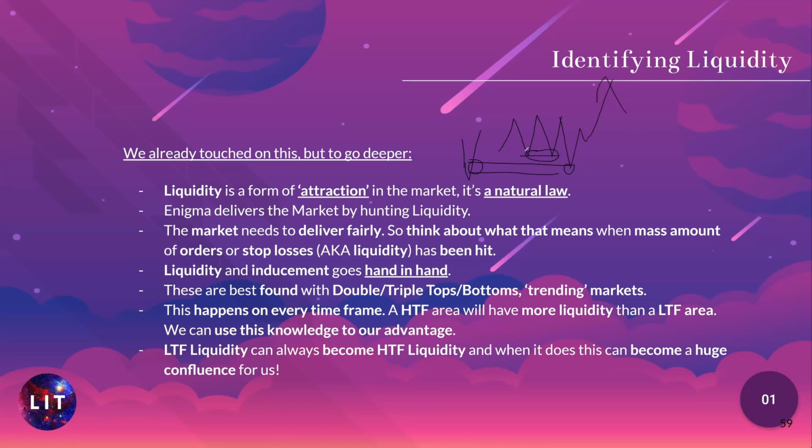Again, that's how you utilize the liquidity aspect. You just need to spot these areas before they even happen. Otherwise, how would you even trade them if you can't spot them? Enigma delivers the market by hunting this liquidity. So first, they will build up the liquidity. First, Enigma is saying, okay, let me build a buy trend now to get everyone on the buy side. Let me show this huge, strong support area to get everyone on the buy side.